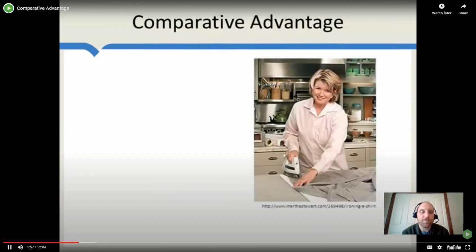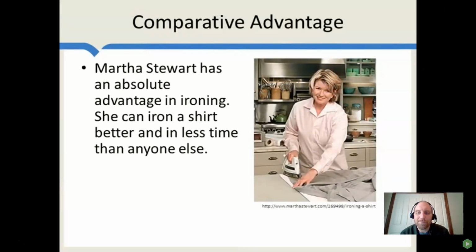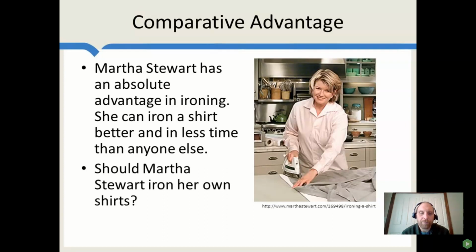Here's a picture of Martha Stewart ironing her shirt. Now, let's stipulate that Martha Stewart has an absolute advantage in ironing. She has an advantage in ironing just like the United States had an advantage in producing computers and shirts in the previous example. In other words, we'll stipulate that Martha Stewart can iron a shirt better and in less time than anyone else. So, if Martha Stewart has an absolute advantage in ironing, should Martha Stewart iron her own shirts?